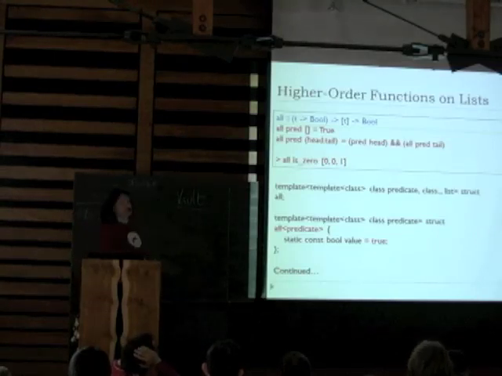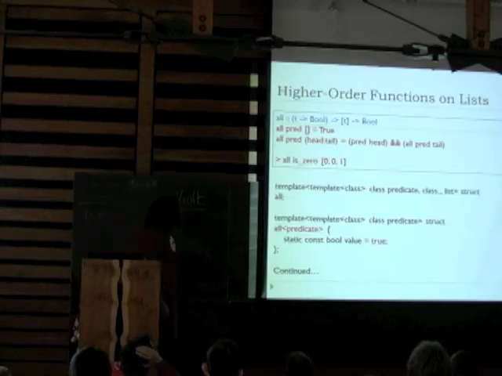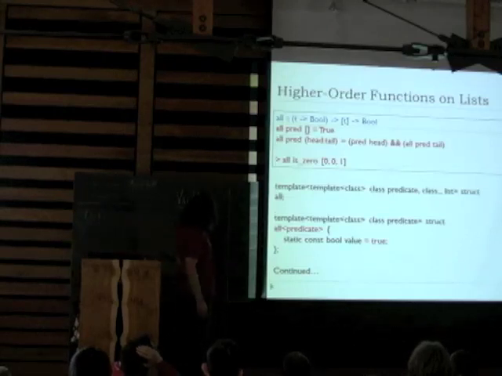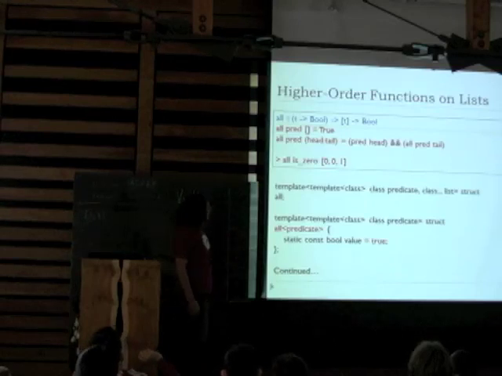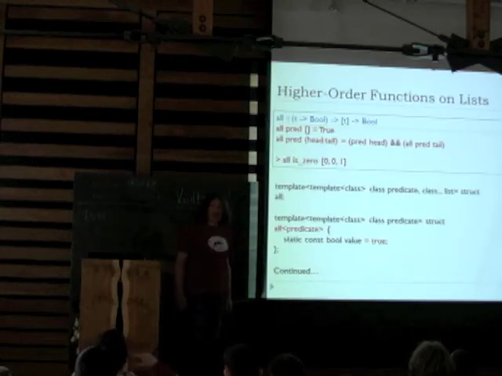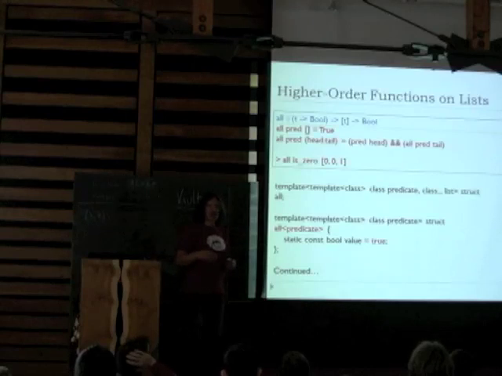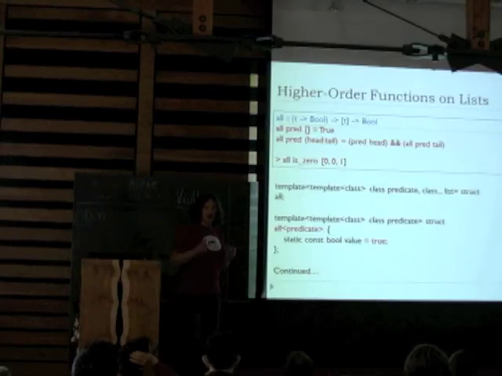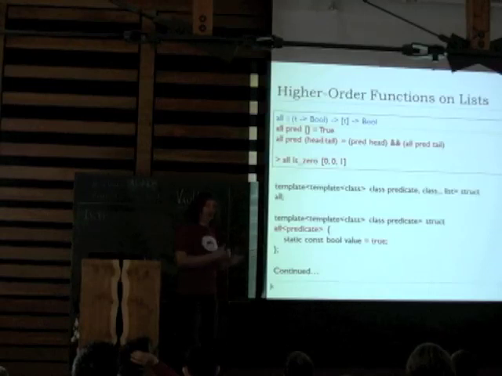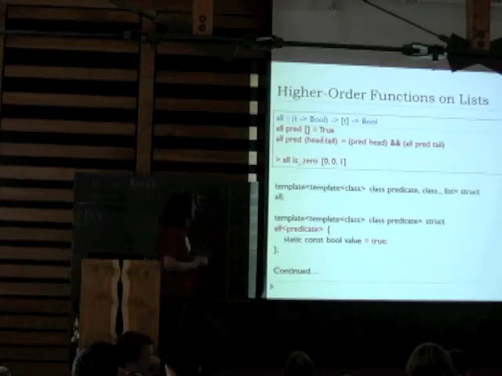Higher order functions on lists. Here's a function called all. It takes a predicate and a list. It applies this predicate to every element of the list and finds if all elements of the list satisfy this predicate. If any of them doesn't, then it returns false.